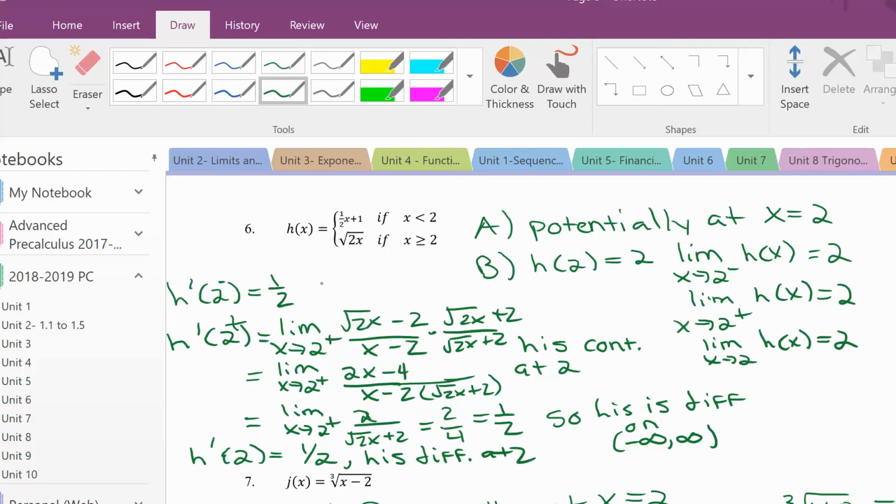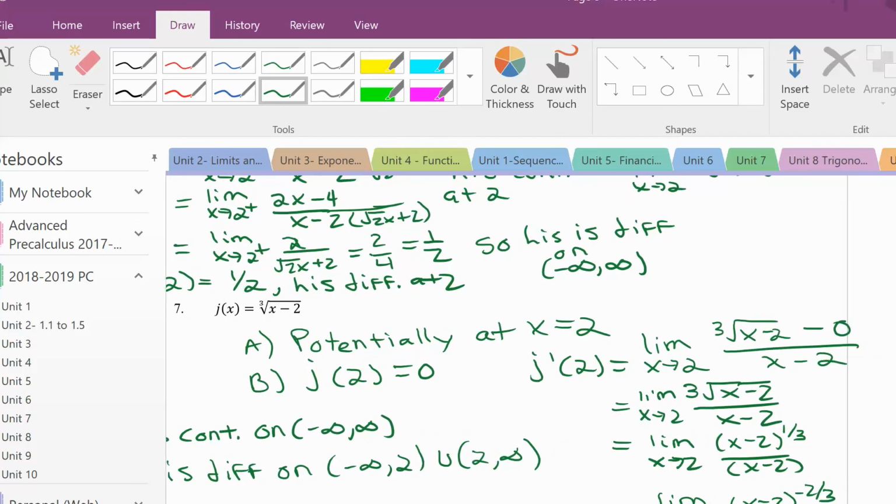And when you find the derivative, well, this derivative from the left is 1/2 because that's the slope. From the right, you find the derivative of 2x at 2, and you also get 1/2 by doing the alternative form. So therefore, it is differentiable at 2, so it's differentiable and continuous from -infinity to infinity.